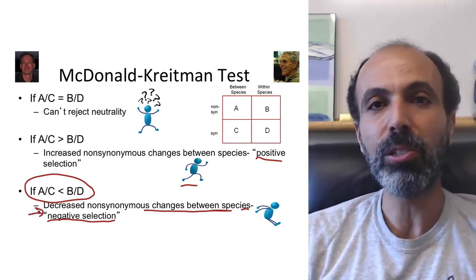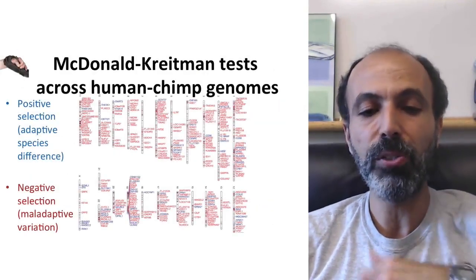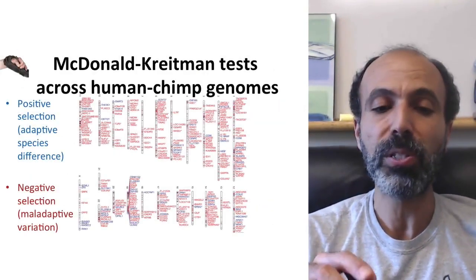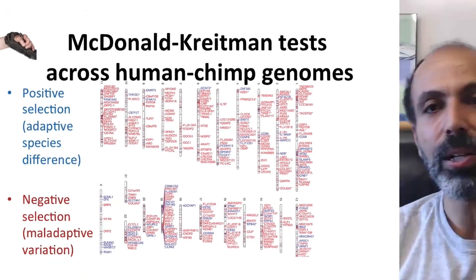So what happens when we look at the genome? I showed you a couple of examples. This is looking at a lot of genes studied across differences between humans and chimps. The blue marked genes are ones that have McDonald-Kreitman test results indicative of positive selection. The red ones are indicative of negative selection. You notice there's a lot more red out there than blue. But again, we know that most mutations are bad, and we know that most bad mutations are recessive. Therefore, they're just kind of lingering around.